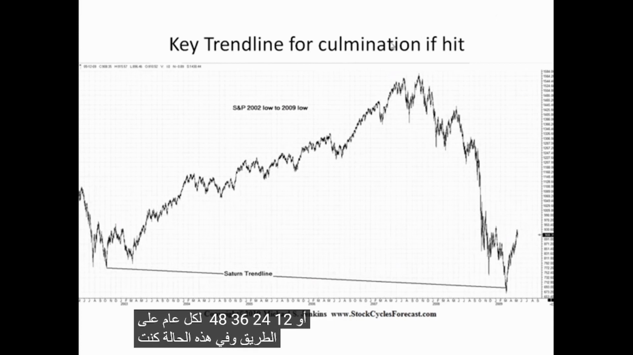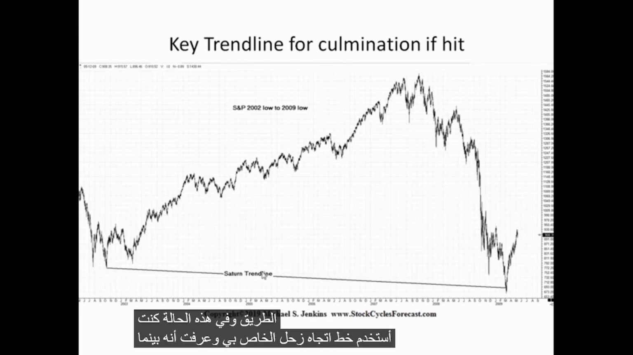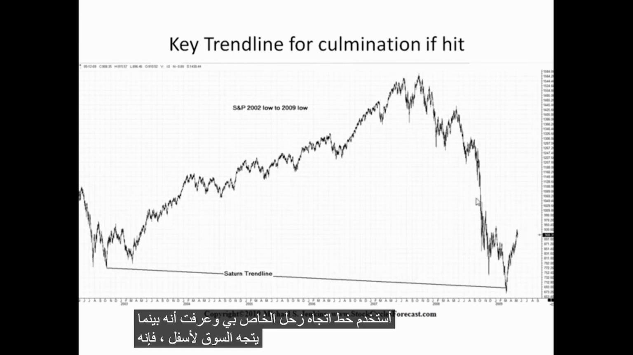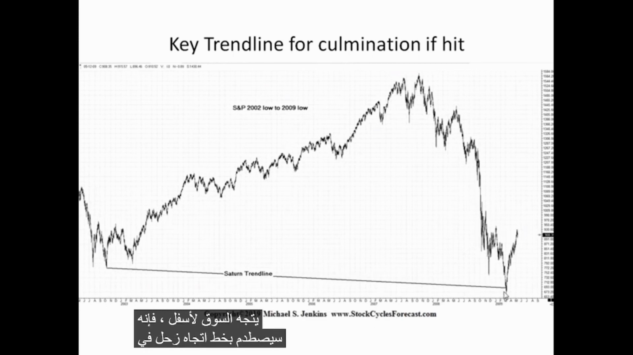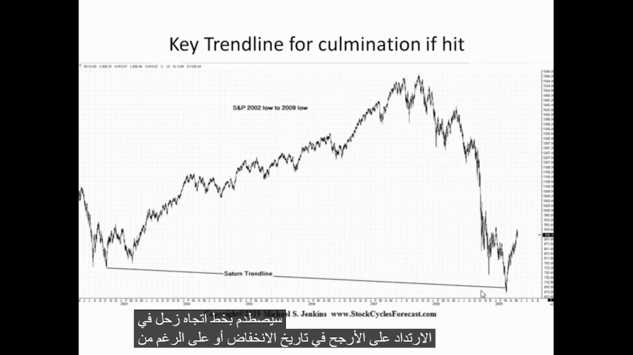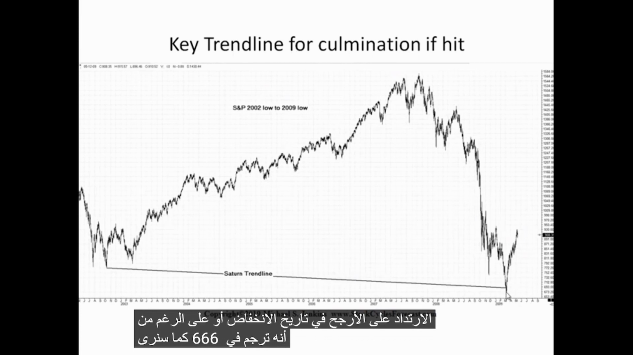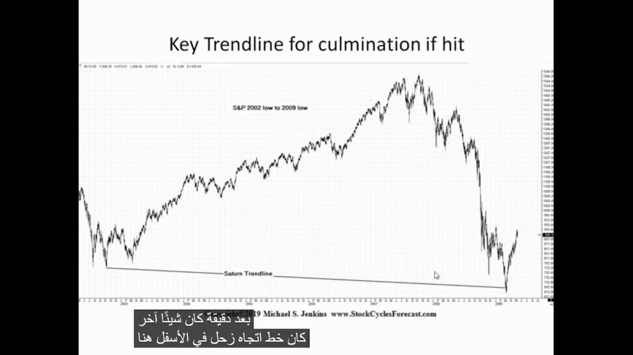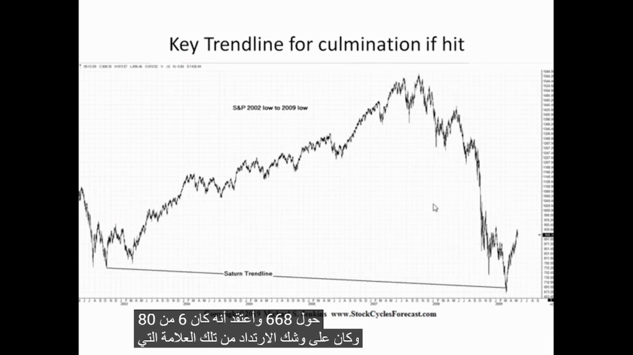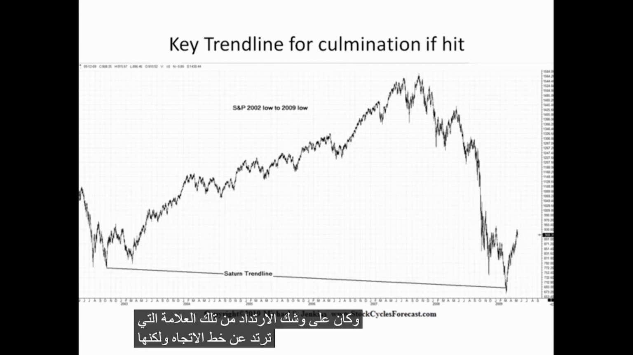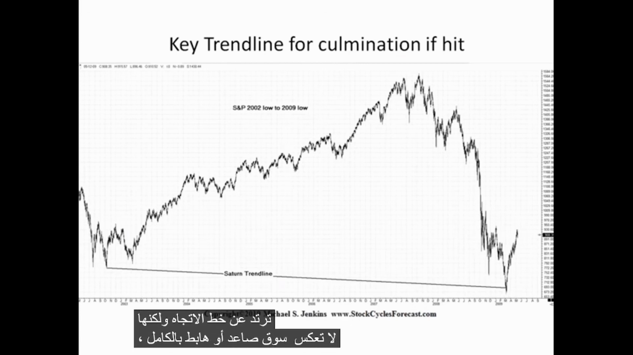And in this case, I was using my Saturn trend line, and I knew as the market headed down, it was going to hit that Saturn trend line and most likely bounce. On the date of the low, although it did translate into 666, as we'll see in a minute with something else, the Saturn trend line was down here around 668, I believe, or 680, and it was going to bounce off of that marker. Bouncing off a trend line, however, doesn't reverse the entire bull or bear market.